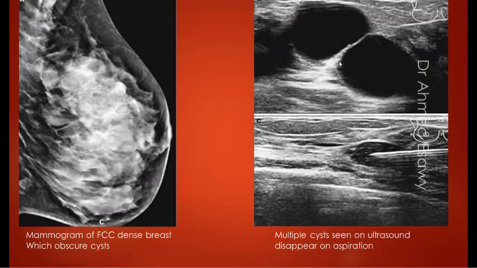Multiple cysts seen on ultrasound disappear on aspiration. This is disappearance on aspiration, fibrocystic change. On mammography it presents as dense breast, where cysts can be obscured by dense fibroglandular parenchyma. This is a dense breast obscuring cysts which are seen on ultrasound.